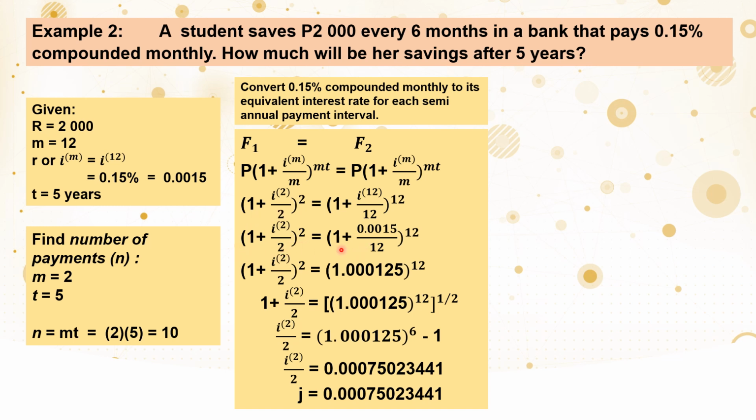Now, simplify 1 plus 0.0015 over 12. So, using your calculator, we will get 1.000125. Then, just copy raised to 12.